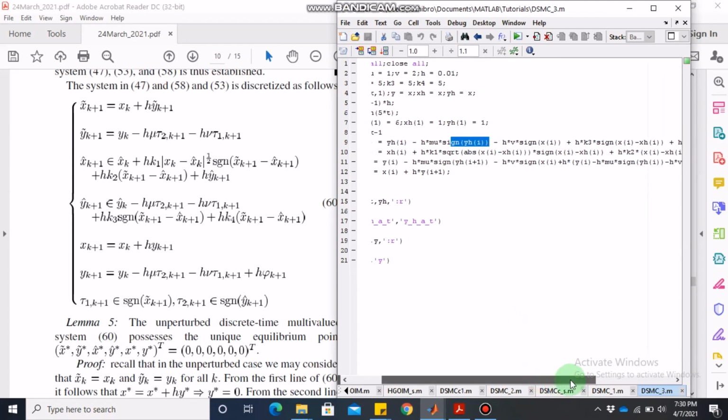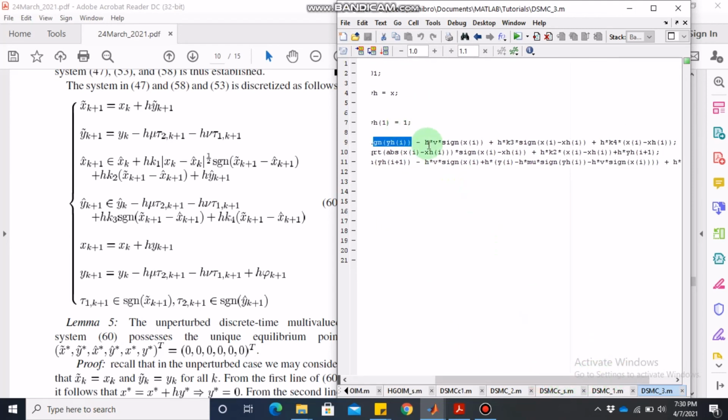Similarly, h times v times sine of xi plus h times k3 times sine of xi minus x hat. So you can see here at certain places I have used xi instead of x tilde k plus 1. Here x tilde k plus 1 is xi plus h times y tilde k plus 1, where y tilde k plus 1 is this whole thing. So substituting these, I have computed this code.